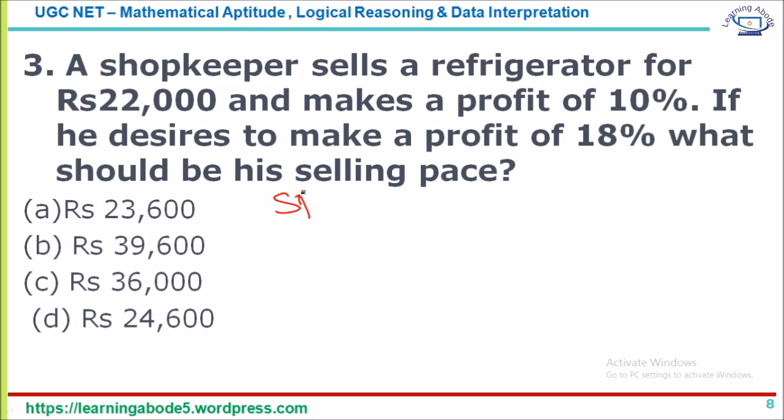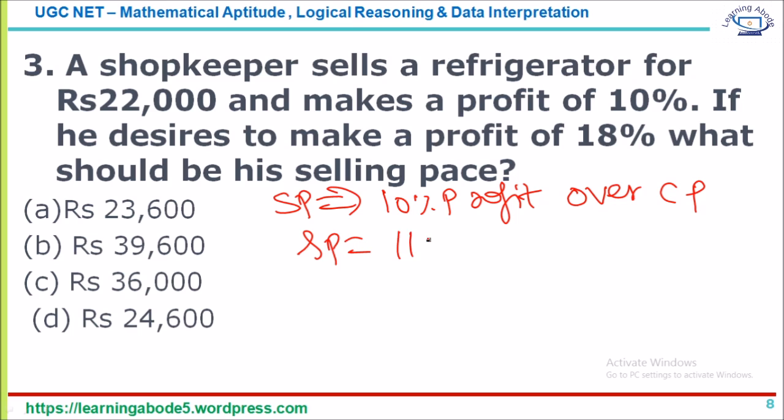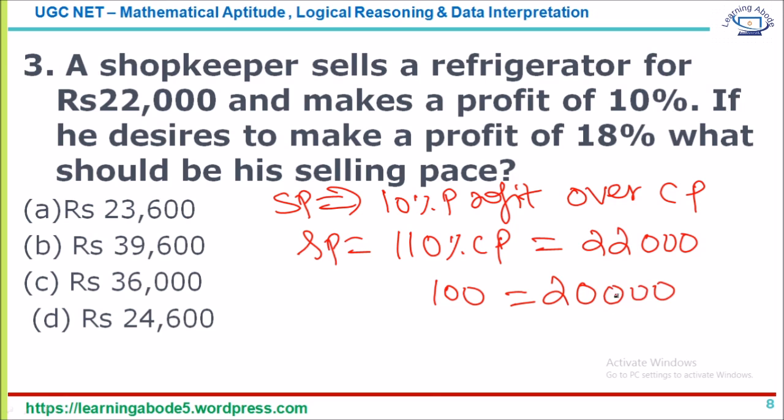So selling price is a 10% profit over cost price. That's the idea, right? So selling price is equal to 110% of cost price. Now that is equal to 22,000. Now what is 100% then? 100% is 20,000. So that's the cost price, the cost price as a whole, right?